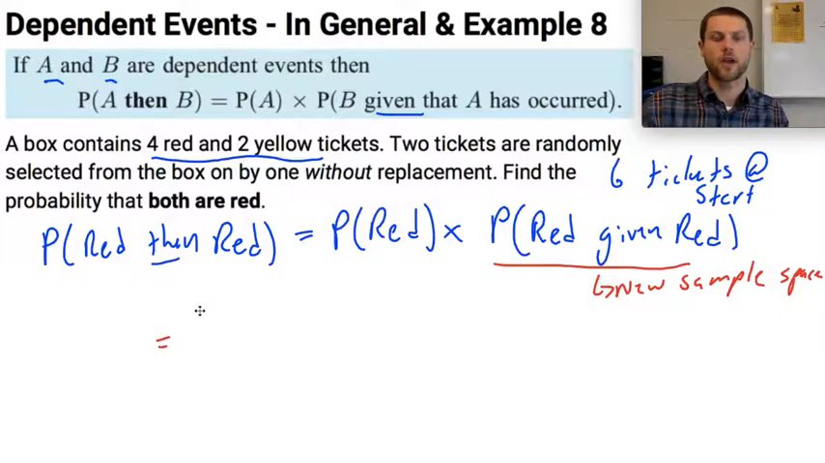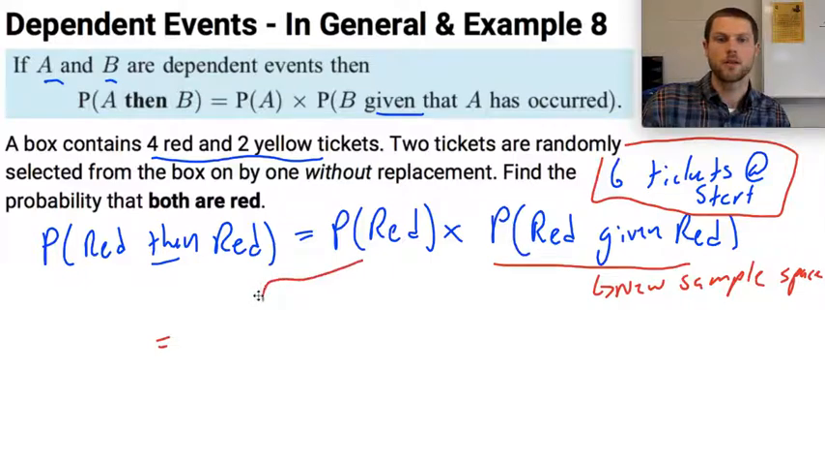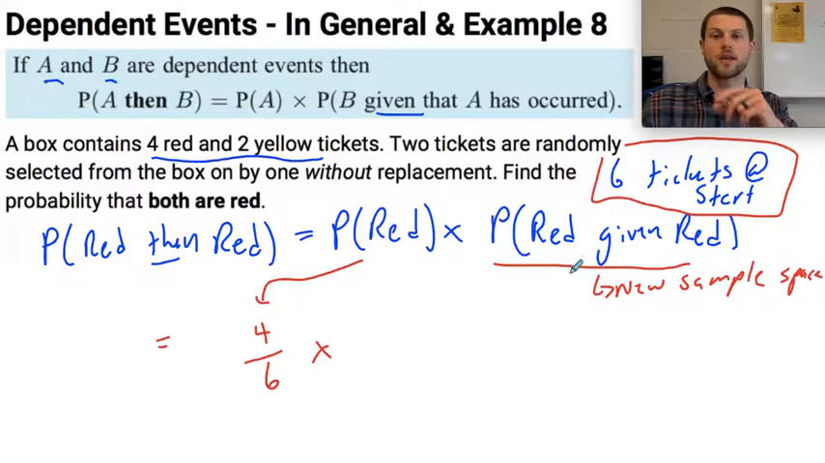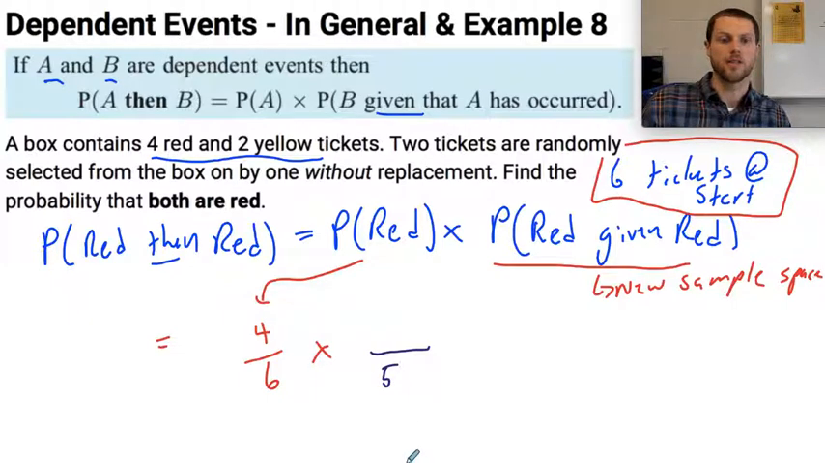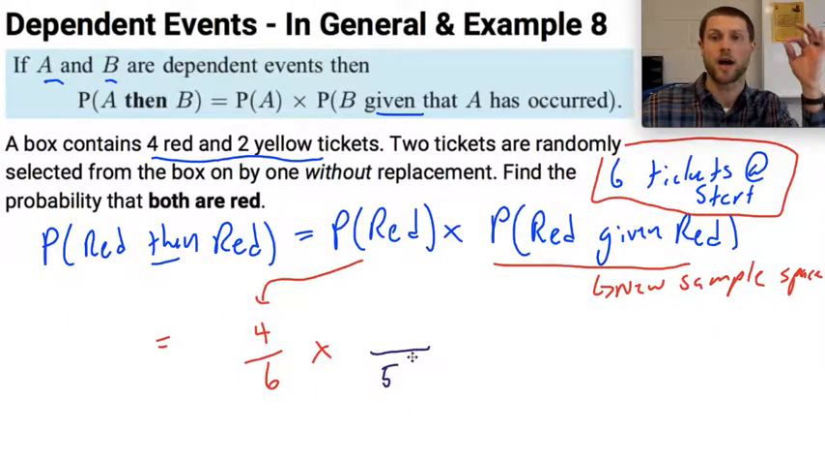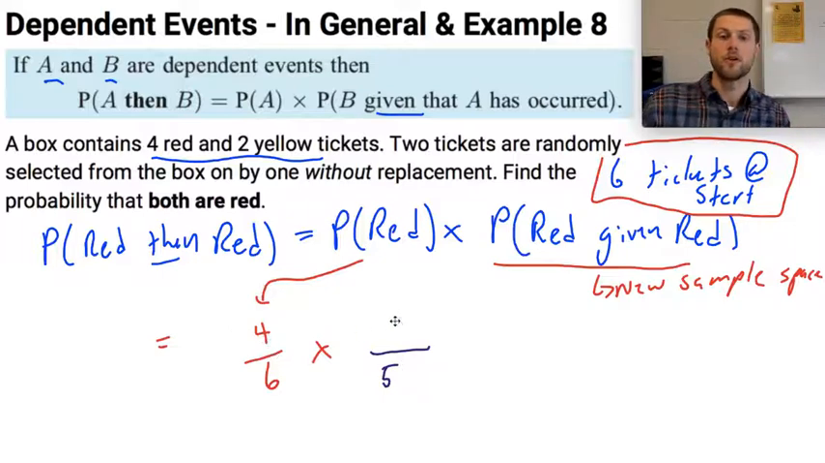So the probability of drawing a red, well, if I have 4 red tickets out of 6 tickets to start with, then the probability of drawing a red ticket at the start is 4 out of 6. And I'm going to multiply that by my new sample space. So the probability of drawing a red given I've pulled out a red, let's think about what is remaining. There are now only 5 tickets left in this box since I've taken one out. And of those 5 tickets, let's think about how many of them are red. Well, not 4 anymore since I pulled one of them out. So now there are 3 red tickets remaining.